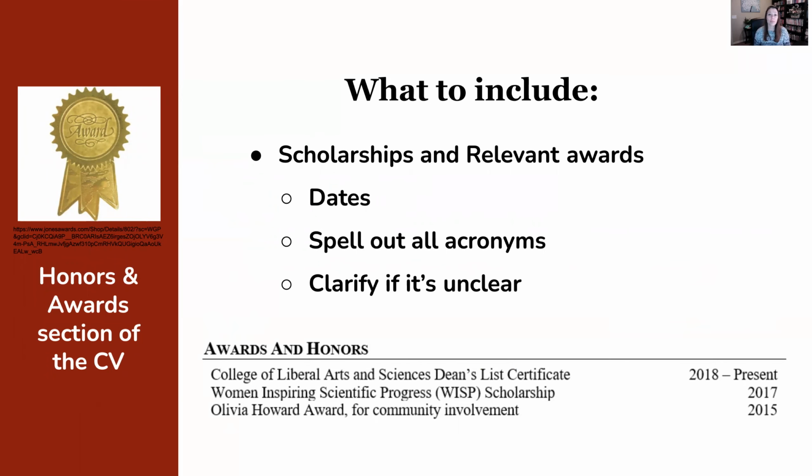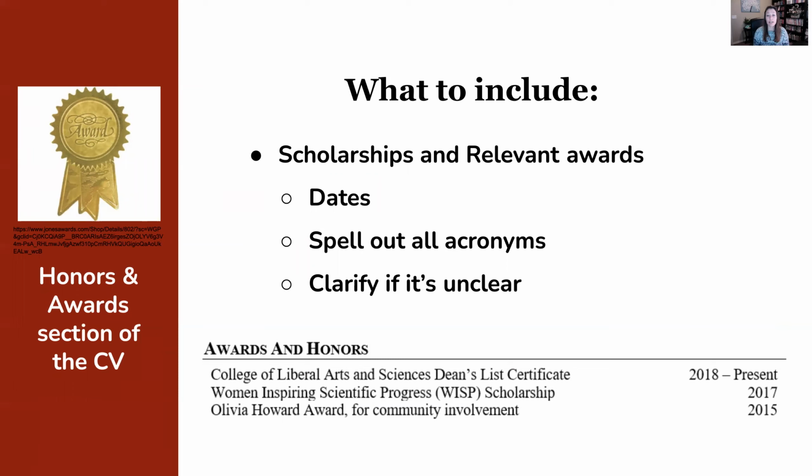So when thinking about dates, just make sure that if you're going to give a range, that implies that you've gotten it every time it was given during that date range, or that it renewed every time. So if you got an award in 2018 and then again in 2020, but not in between, maybe separate them out so that they don't look like a date range. So just be careful about what you're communicating with date ranges.